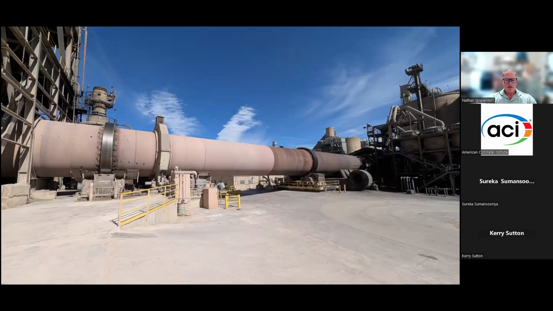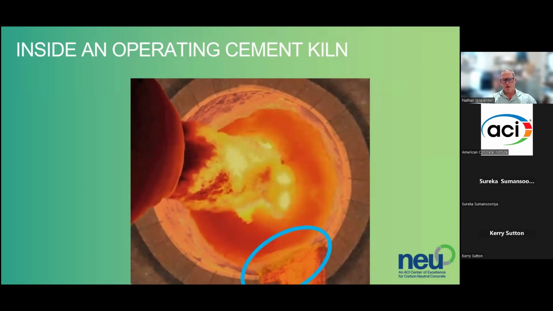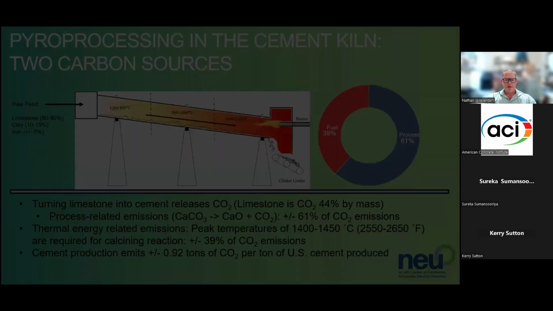It rotates slowly about its long axis. In this case, it's inclined from our left to our right, the right end being downhill. And the limestone and other raw materials are fed into the uphill end of the kiln. Because of that rotation, the material slowly slides down the inside of the kiln, getting hotter and hotter toward the bottom end as it approaches the burner. This is what a cement kiln looks like while it's operating. And down on the bottom, circled in blue, is the product coming out of the kiln called clinker. We'll come back to that in a moment.